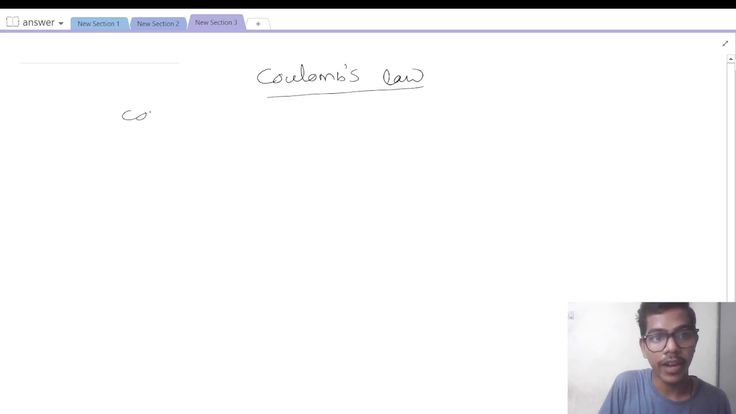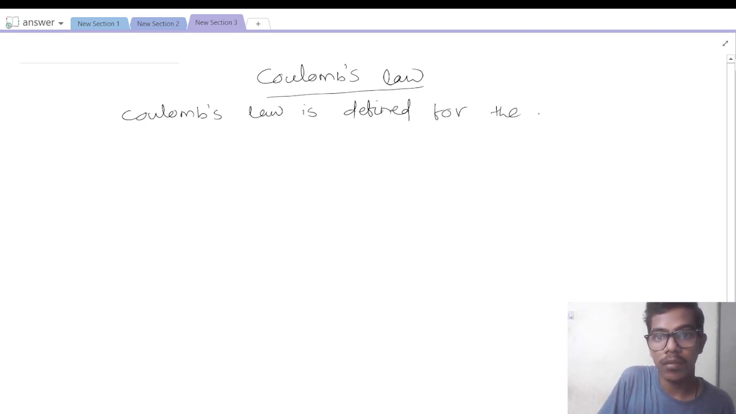Coulomb's law is defined for the forces between two point charges.